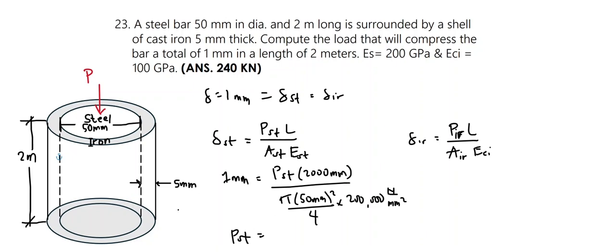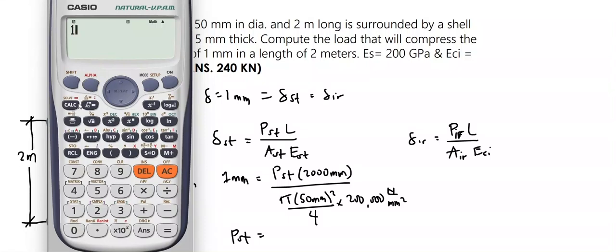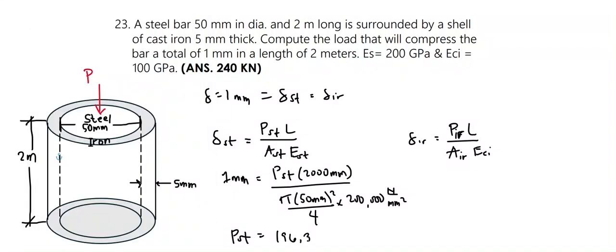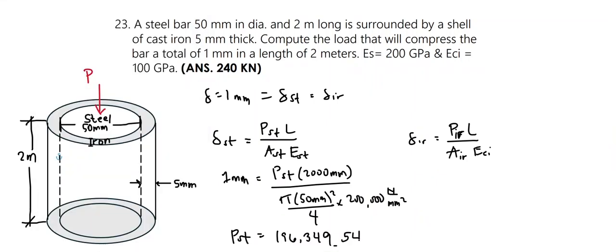Now we can solve for the force applied on steel. 1 millimeter equals force applied multiplied by 2000 all over pi times 50 squared divided by 4 times 200,000. We get our final answer equal to 196,349.54 newtons.